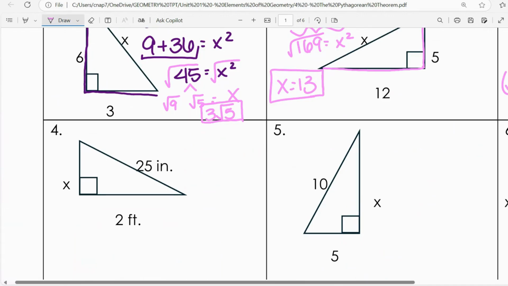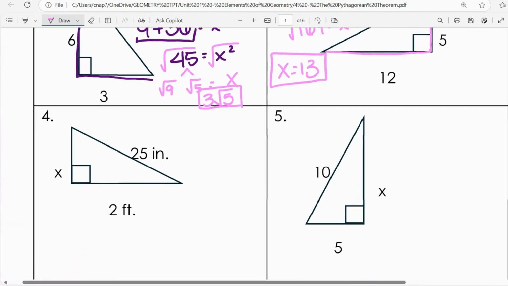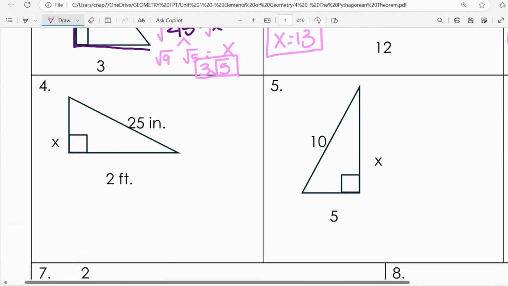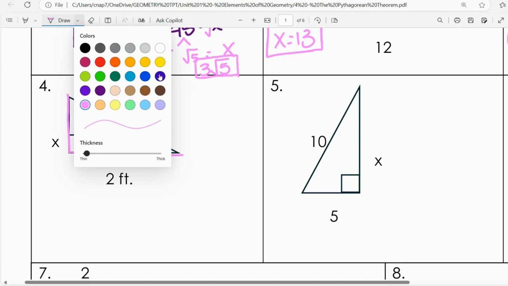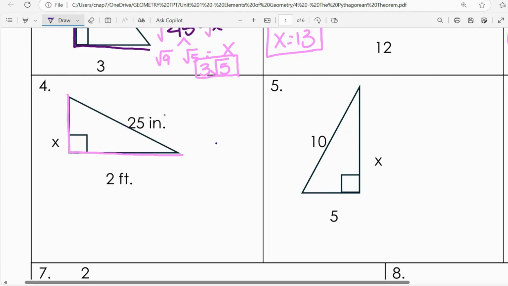Now, for the next few questions, we are going to have to do a little bit of additional work. The first thing you'll notice in number 4 is that you have the hypotenuse and you don't have both legs. So one of the legs is missing. You should also be aware that one of the units is in inches and the other one is in feet. So personally, I would not change 25 inches to feet. I would change 2 feet to 24 inches.